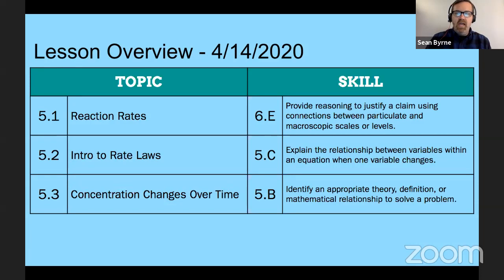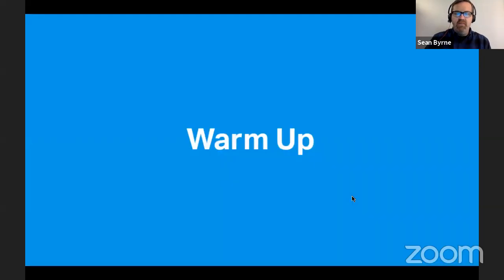And the skills we'll be looking at, you can see listed over here on the side: provide justifying or reasoning to justify a claim, relationships between variables. I feel like we've hit this one a lot lately. That was a great one. And then identifying theories, definitions, and mathematical relationships. So there's going to be a lot of connections between 5C and 5B today.